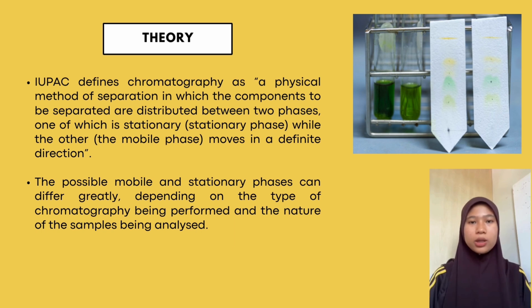IUPAC defines chromatography as a physical method of separation in which the components to be separated are distributed between two phases, one of which is the stationary phase, while the other, the mobile phase, moves in a definite direction. The possible mobile and stationary phases can differ greatly depending on the type of chromatography being performed and the nature of the sample being analyzed.